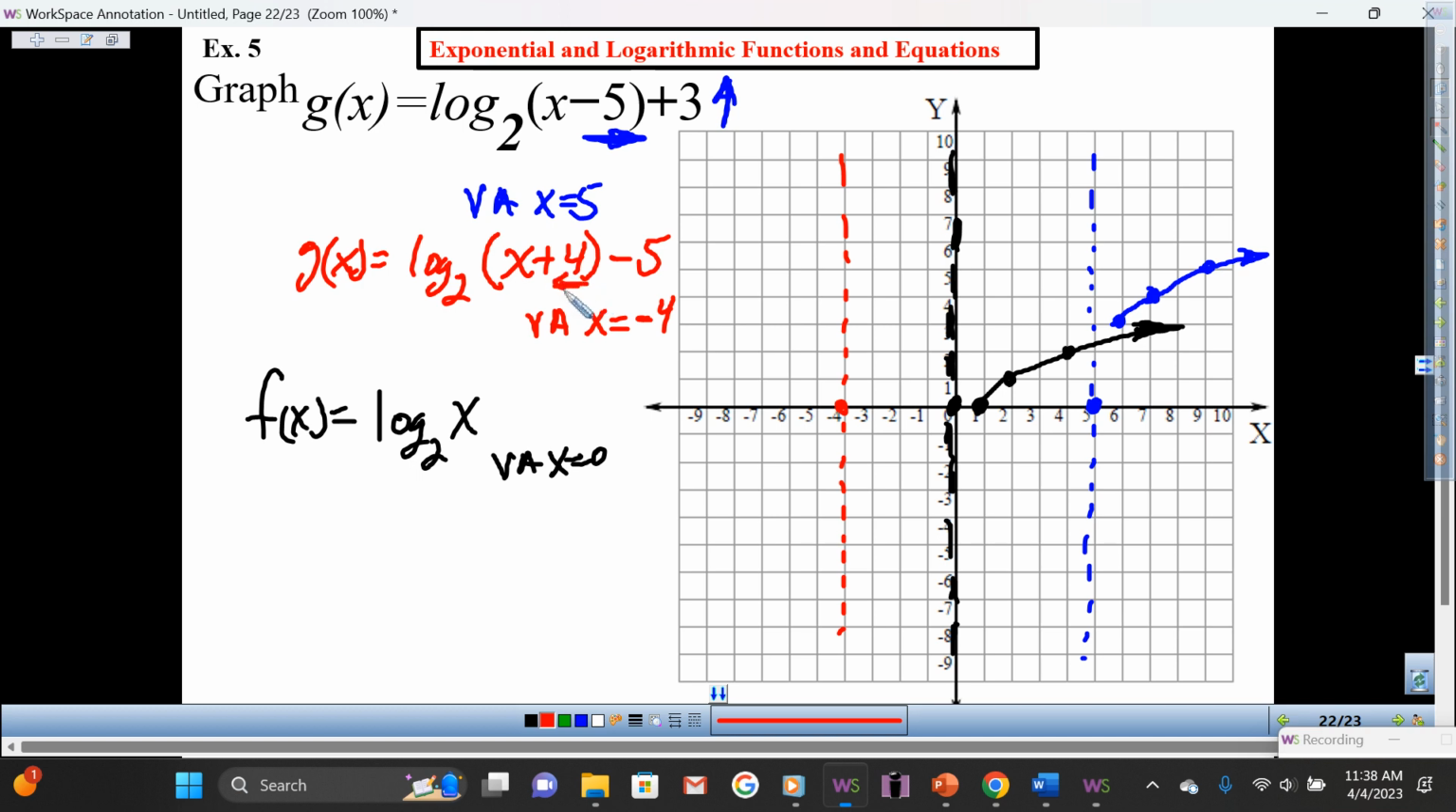Four to the left, 5 down. Okay, so each of these points: 4 to the left, 1, 2, 3, 4, and 5 down, 1, 2, 3, 4, 5.